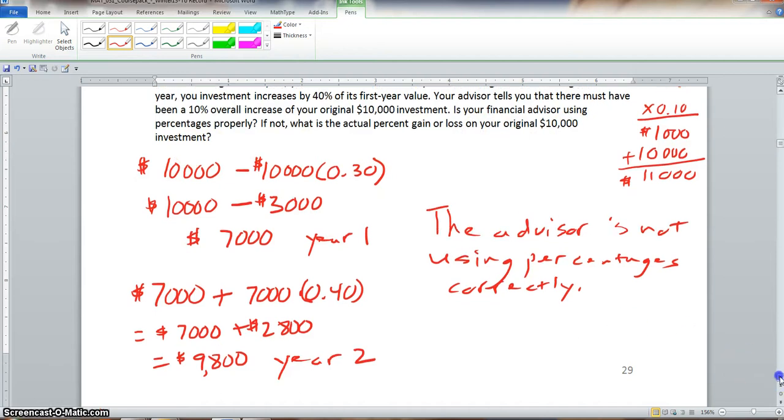So if you notice here, we have a loss because we started off with $10,000 and now we have $9,800. So to find out your percentage of loss, what will end up happening is you have to find a percent of decrease. So I'm going to abbreviate that. The percent of decrease is basically equal to the larger number minus the smaller number divided by the original number.